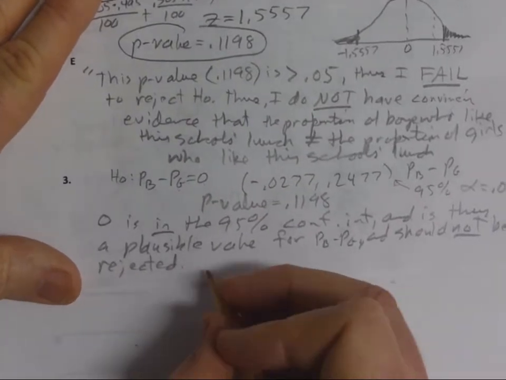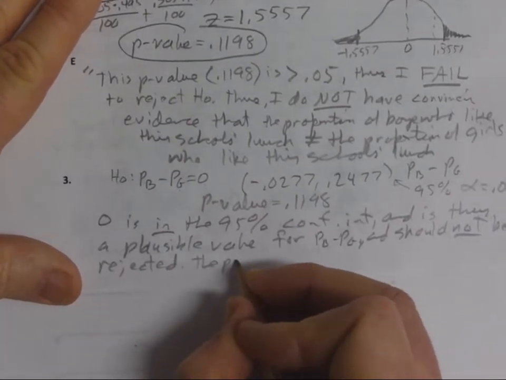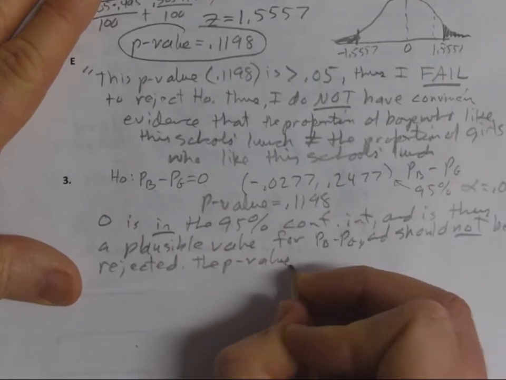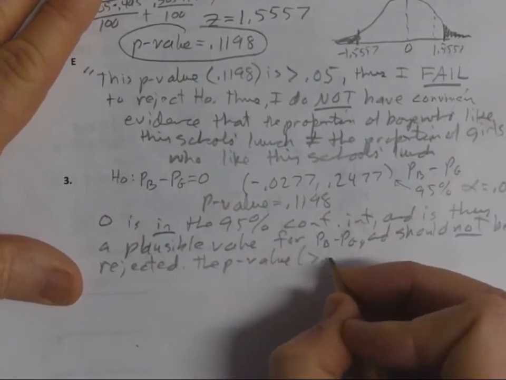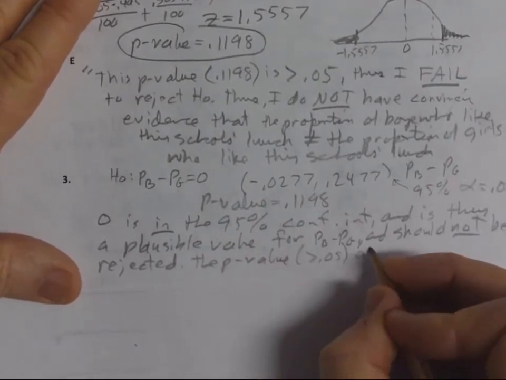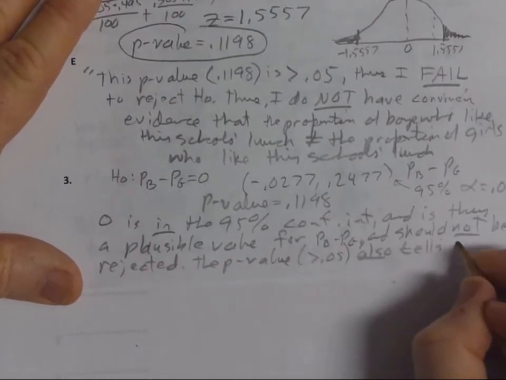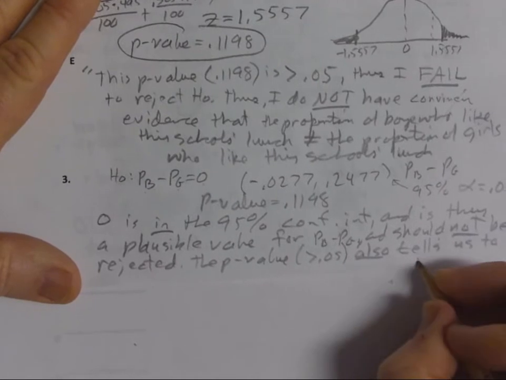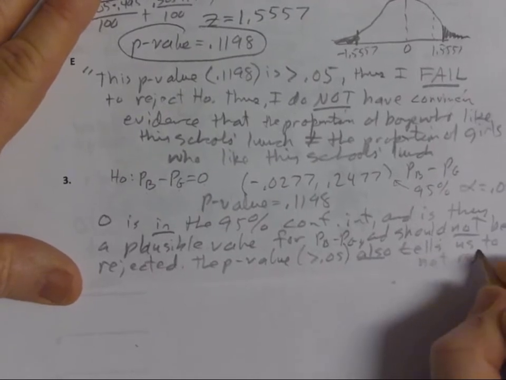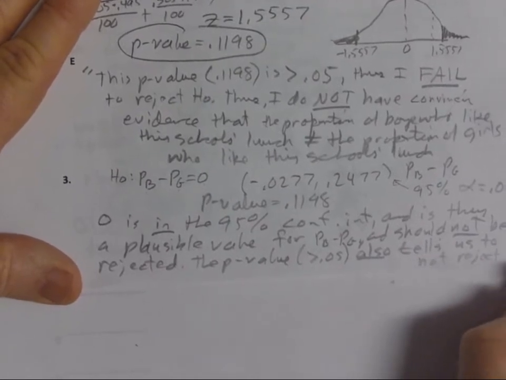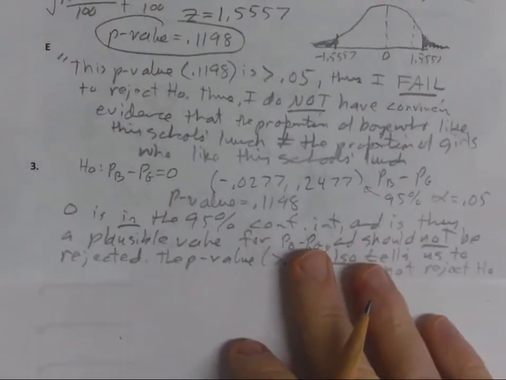And then the connection with the p-value, which is greater than 0.05, also tells us to not reject the null hypothesis. And so that's our connection, and that's it.